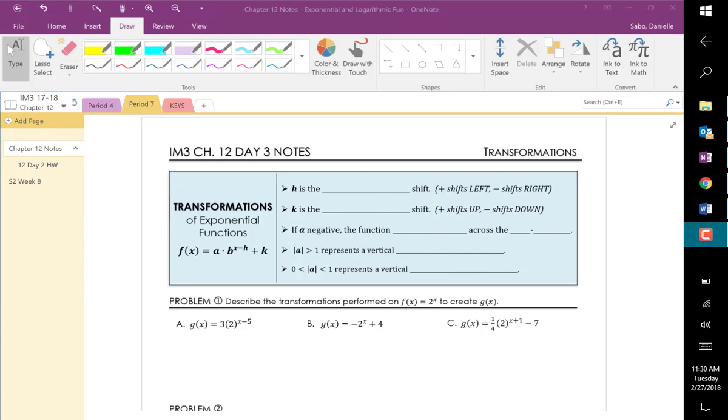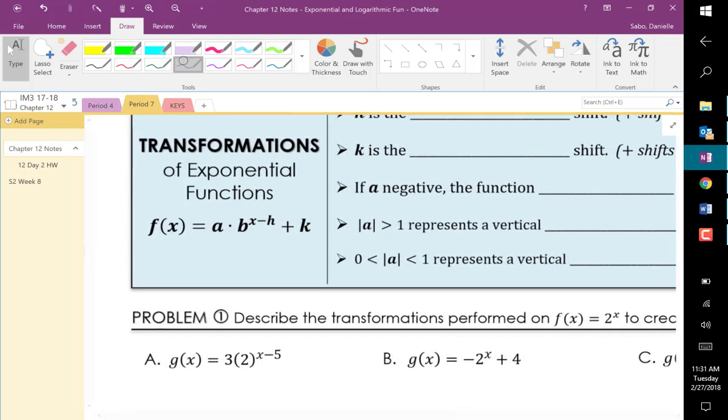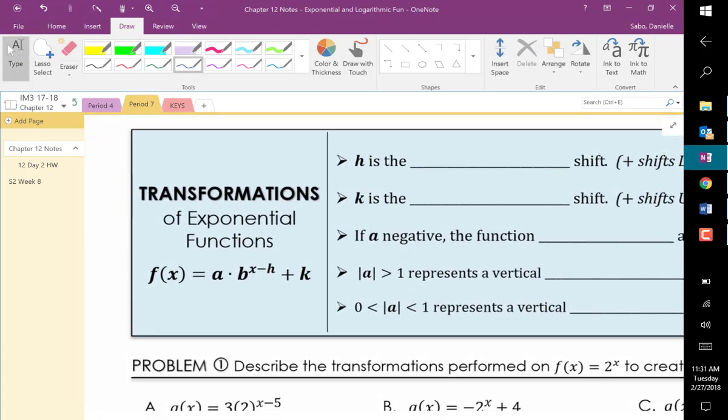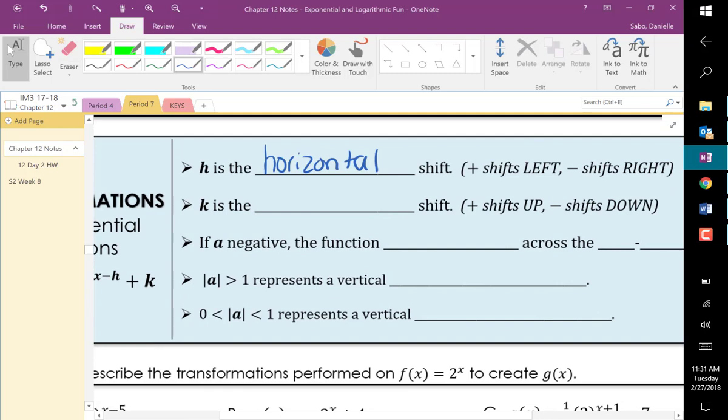Okay, so H is what's called a horizontal shift. You guys, I would not require you to know that, but it's called a horizontal shift. Horizontal means it's just moving left or right. That's all it means by a horizontal shift. And remember, when it's a plus sign, we moved left, and when it was a minus sign, we moved right. We should be used to this.